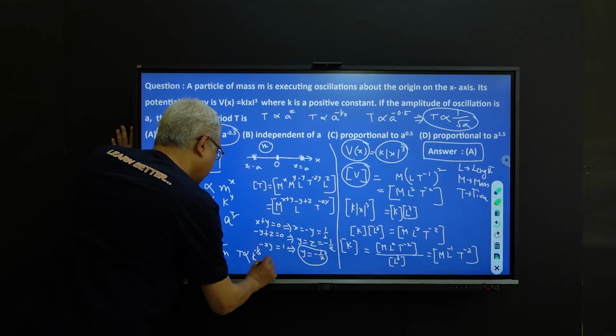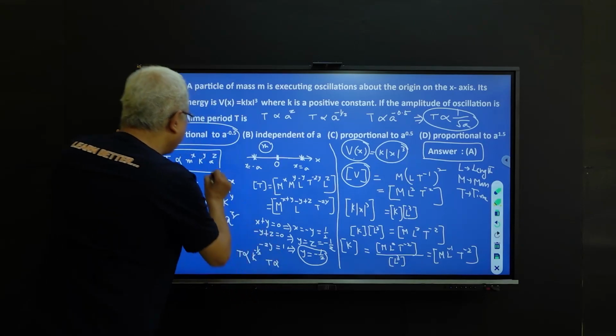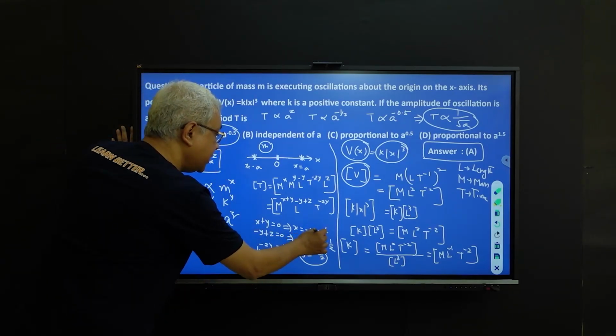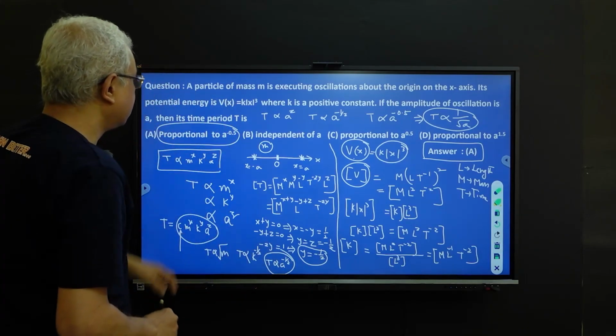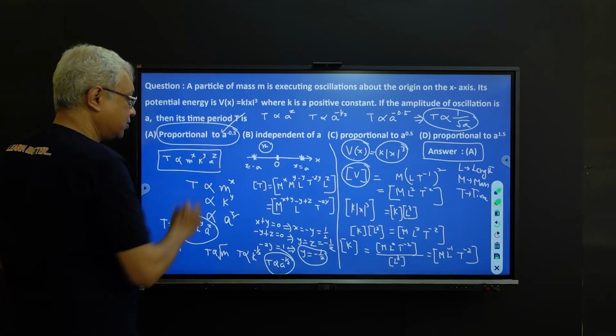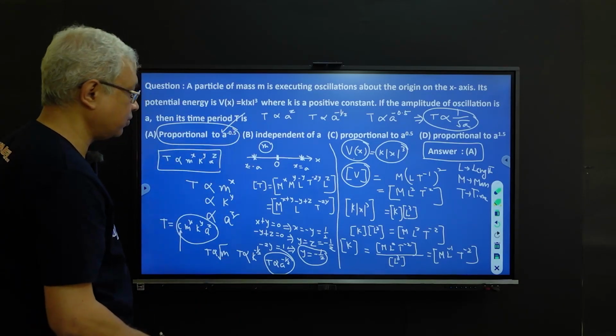And t is also proportional to a to the power z. But z is actually minus half. So a to the power minus half. So t is proportional to a to the power minus half. So this is the correct answer. So this is one way of solving this problem.